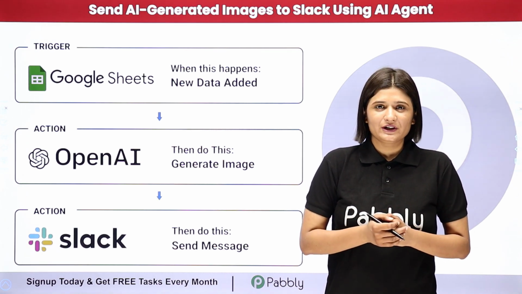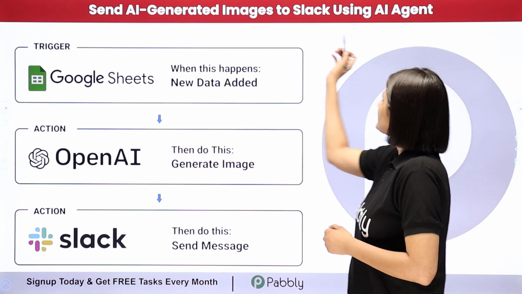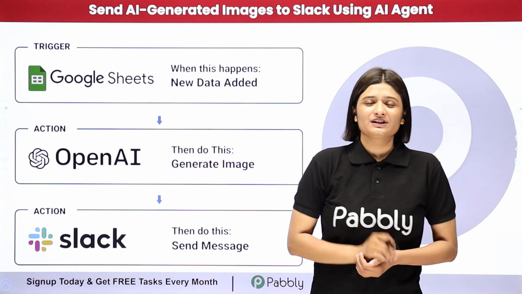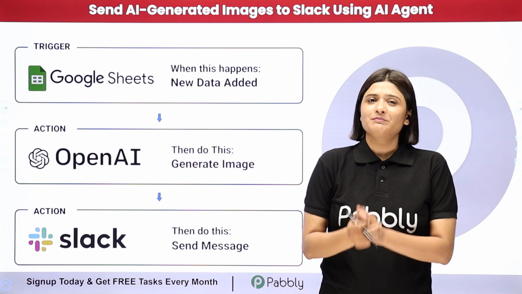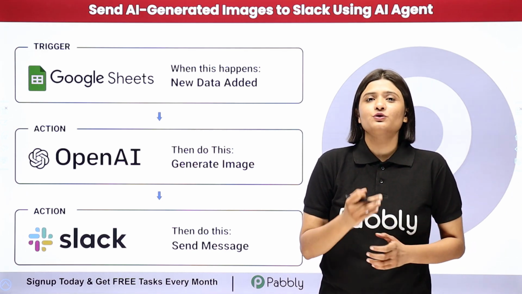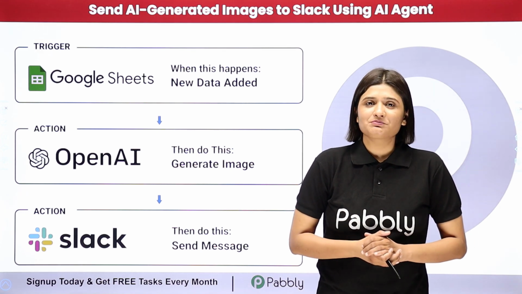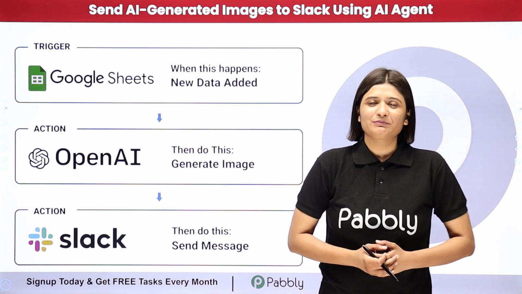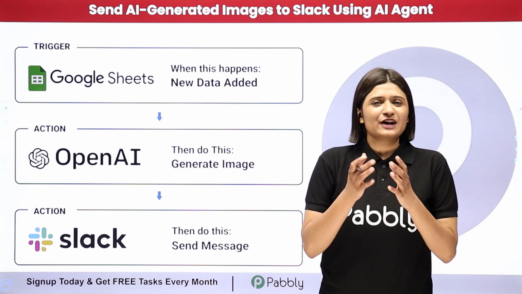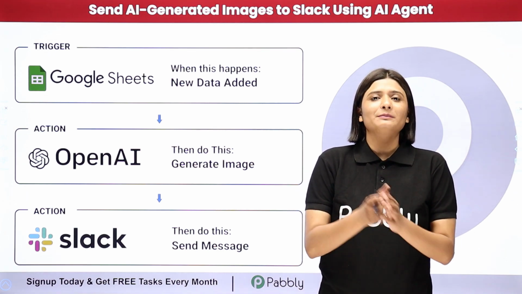In this video, we are going to learn how to send AI generated images to Slack using AI agent. So let's suppose I am in a HR department and I want to send motivational quotes to my employees on Slack channel regularly. Now doing this manually will consume a lot of time, so I'm completely going to automate this process. And to do this automation, I'm going to use Pabbly Connect.